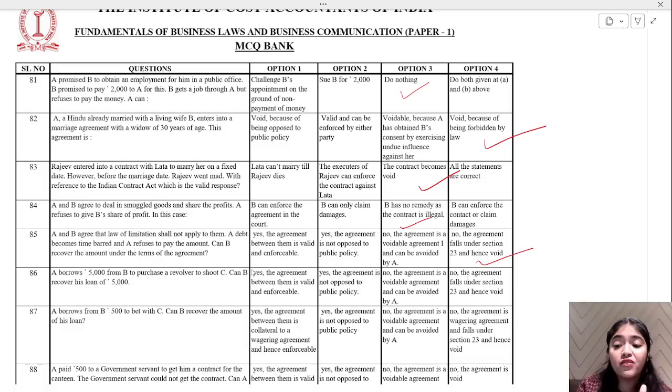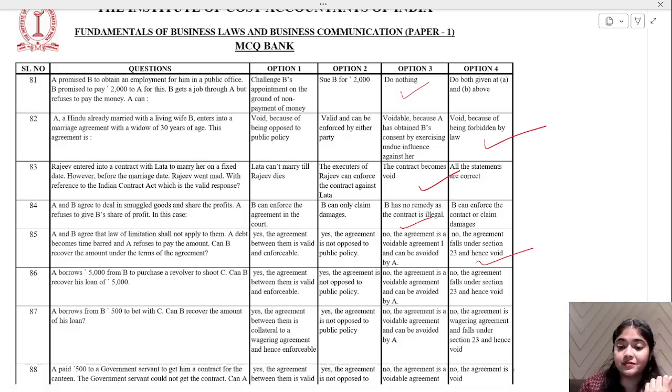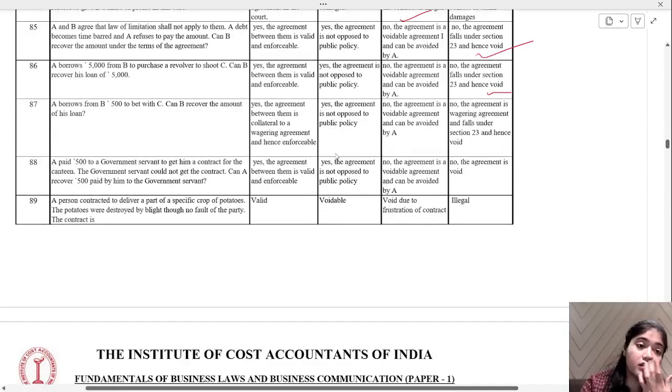Because the agreement falls under section 23, it is void. You can't recover this. You're purchasing a revolver, that is not allowed. That's only allowed to policemen or the army and navy and so on.